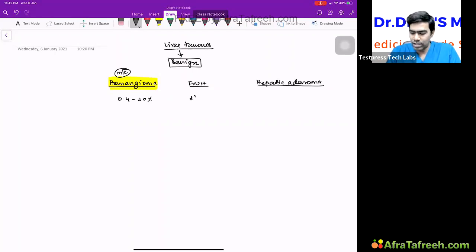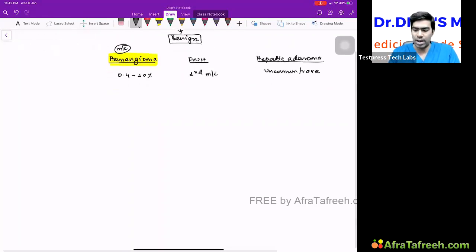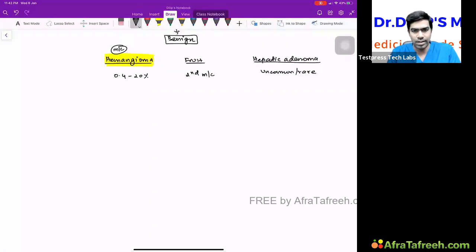And as I told you, FNH is going to be the second most common, but still it's not that common at all. Especially in India, it's very rare. And hepatic adenoma, it's a very uncommon and a rare tumor. The rarest of all benign tumors, if they ask you, answer will be hepatic adenoma. Especially in Indians, it's even more rare.